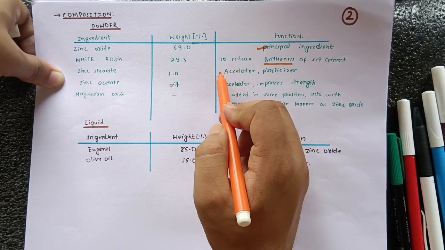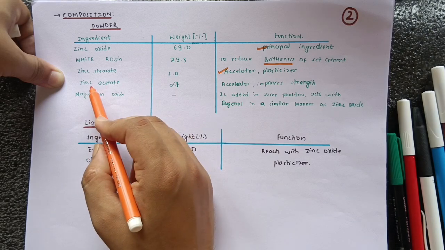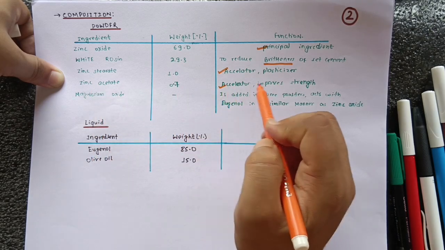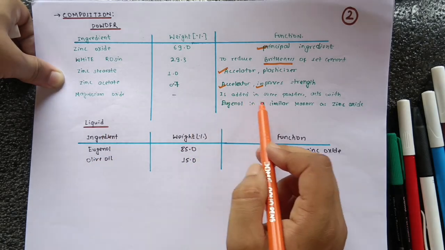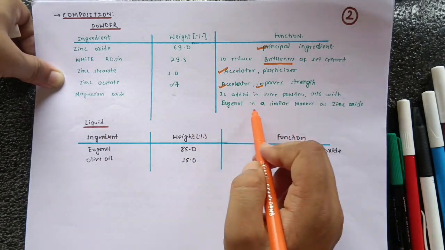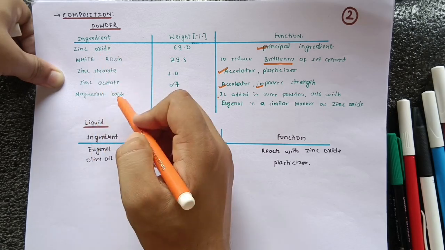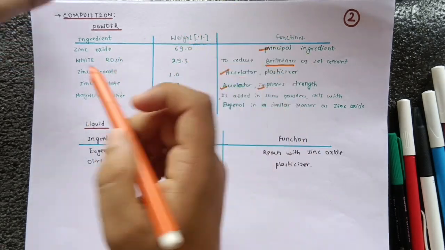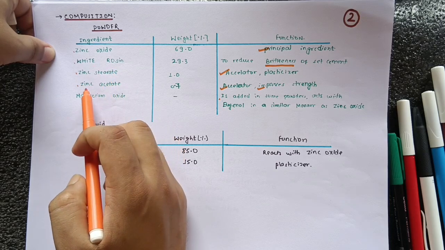Zinc stearate acts as an accelerator or a plasticizer. Similarly, zinc acetate acts as an accelerator too, and it improves the strength. After that, magnesium oxide is added in some powders and acts with the eugenol in a similar manner to zinc oxide. So the 4 main constituents are zinc oxide, white rosin, zinc acetate, and zinc stearate.